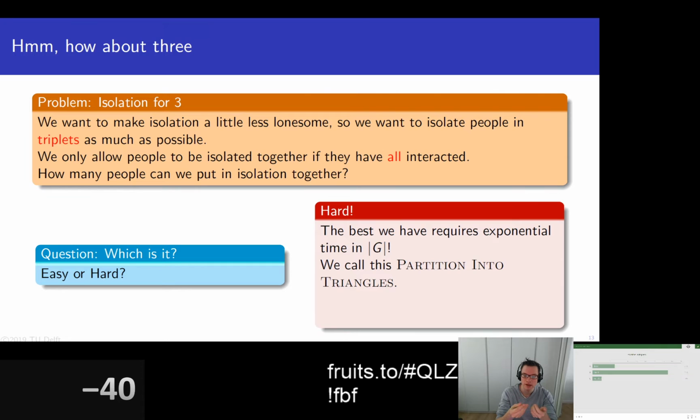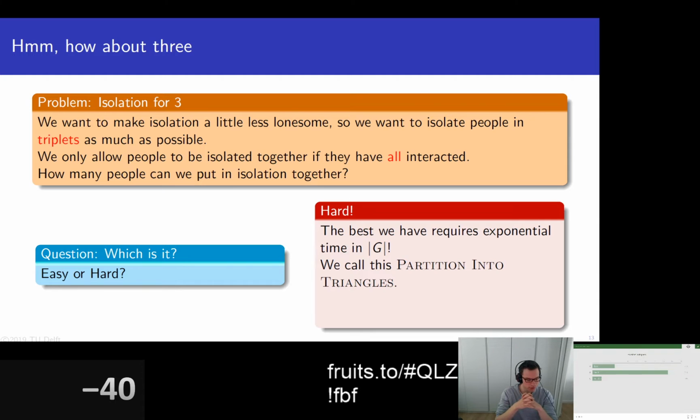Now, this problem also has a name. It's called partition into triangles. And it pops up also, for example, in computer graphics. For those of you who have ever looked into stuff like this, in computer graphics, to render certain 3D images, we often split them into triangles. And as it turns out, partitioning into triangles is a hard problem.